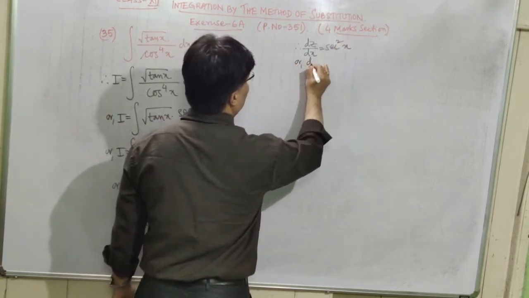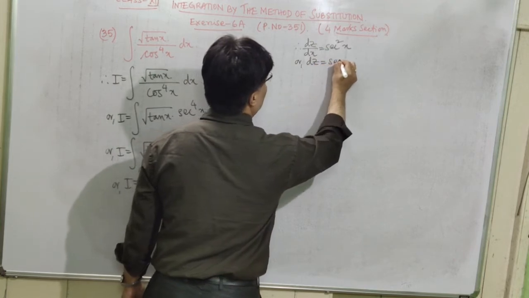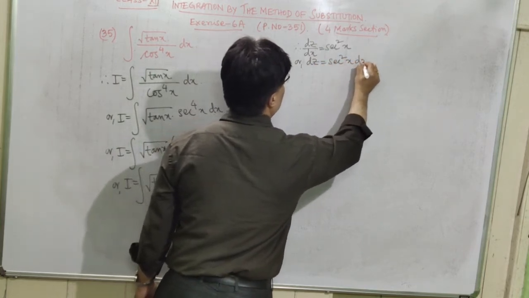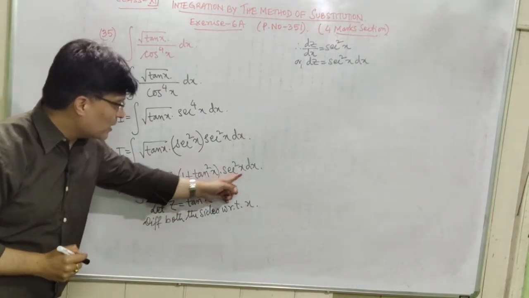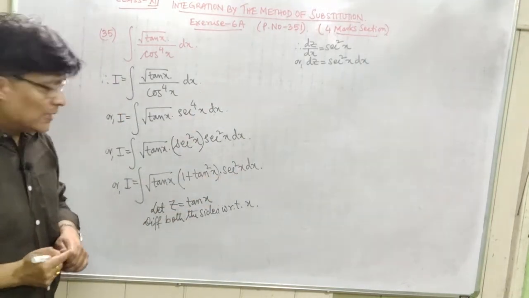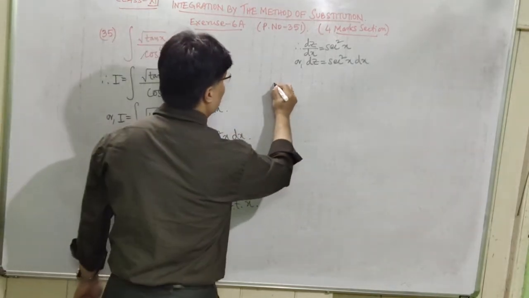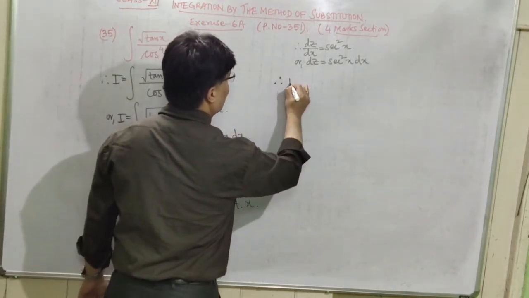Now you may cross multiply. So dz is equal to sec square x dx. That means we have got the value for sec square x dx, which is dz. Now let us put these values in I.